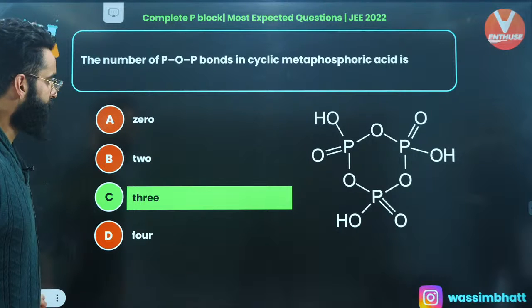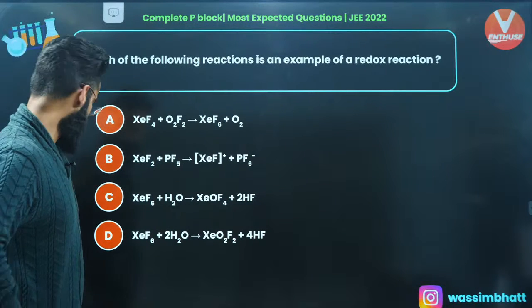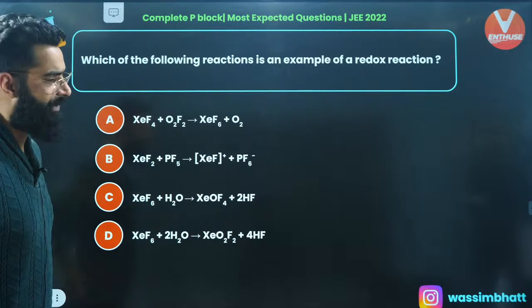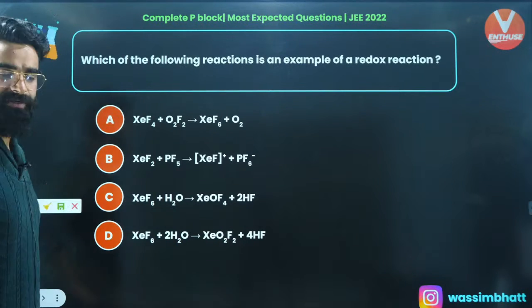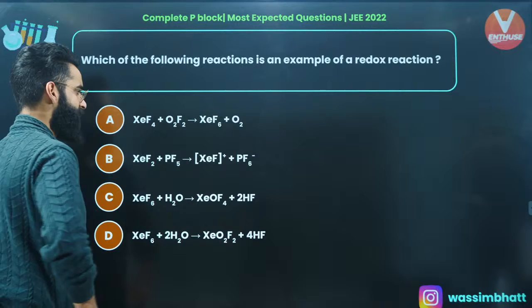Let me move on to one more question. Which of the following reactions is an example of a redox reaction? So basically there are few reactions which are given to me. I need to identify which one is the example of the redox reaction. Let me start with option number 1.